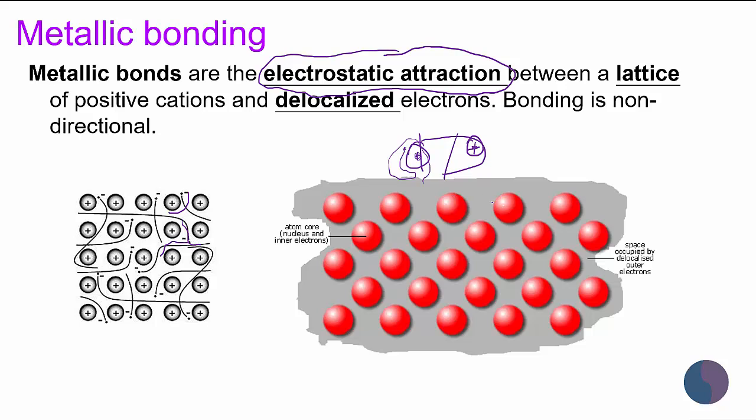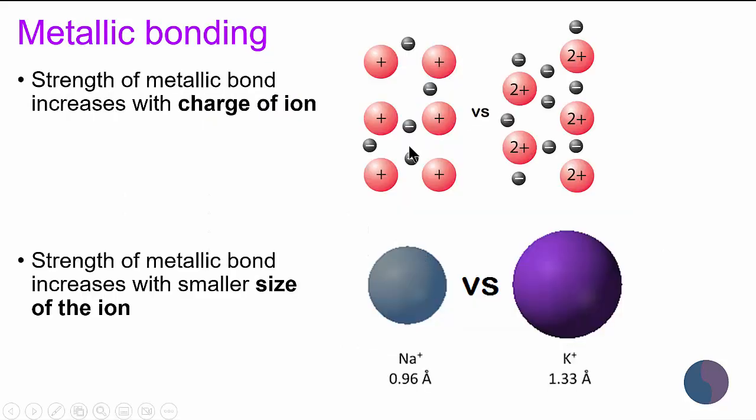So cations in a sea of electrons is the common definition for it, and that's the reason why they become cations in the first place, because the electrons are further away from the nucleus. Whereas the non-metals are smaller and more positive, so they're the ones that end up stealing the electrons. So just one more time, metallic bonds: the electrostatic attraction between a lattice of positive cations and delocalized electrons, and the bonding is non-directional. Now going into just a little bit more detail from there.